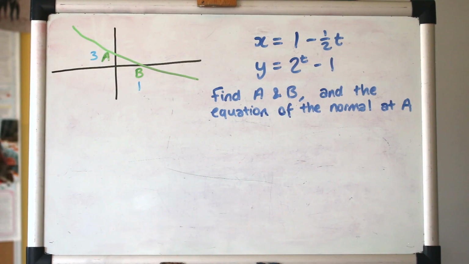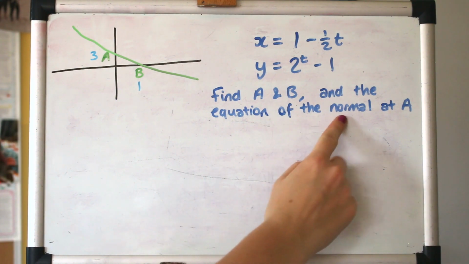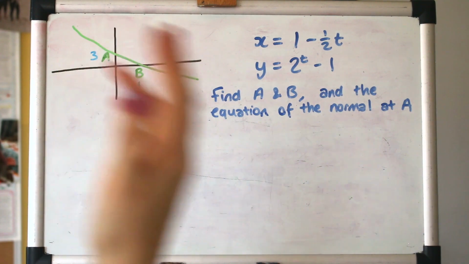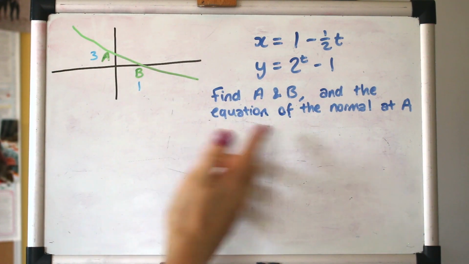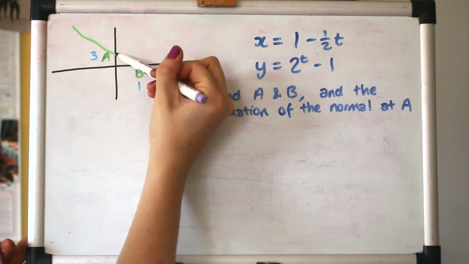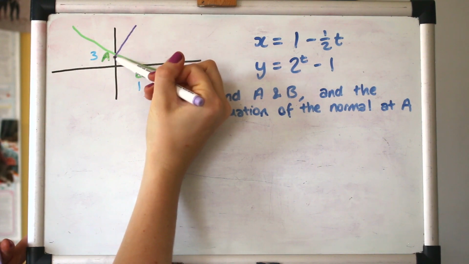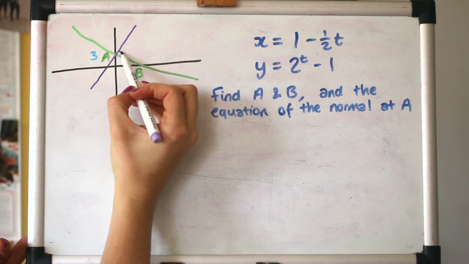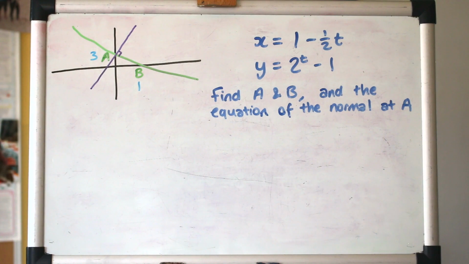Okay, so another thing you can do with parametric equations is you can do everything you can do with normal coordinate geometry. So something is finding the equation of a tangent or a normal. So we'll take a normal and find the normal at A. I'm sure you remember that that means finding the equation of the straight line which is perpendicular to the gradient of the curve at that point. So we're finding the equation of that straight line.